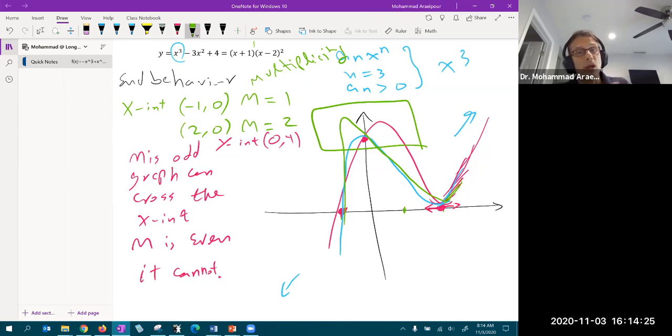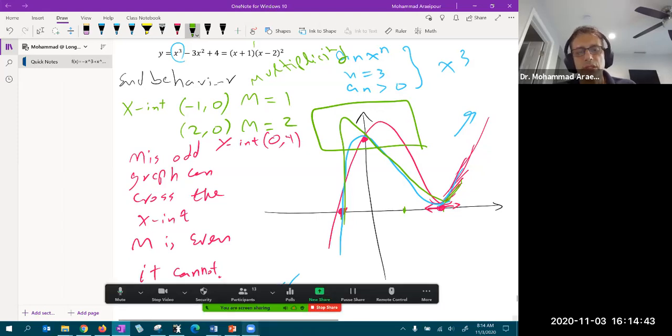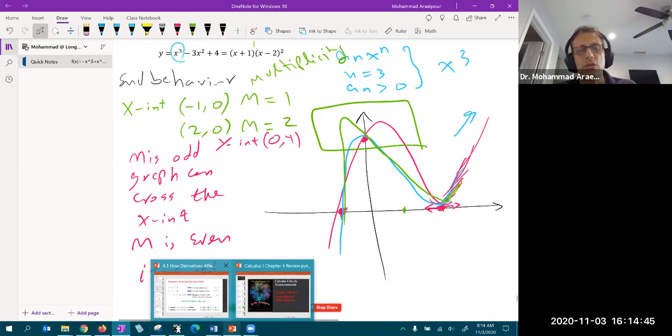Now we're going to add this. I hope you appreciate just giving you the synopsis of what you should know from pre-calculus: intercepts, behavior near an x-intercept. The concept of multiplicity comes with that, and the end behavior. So having said that, let's go back to the question.